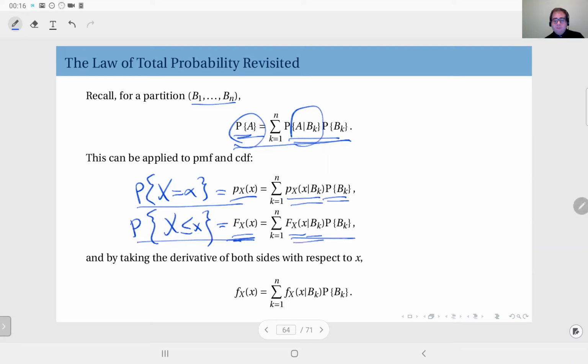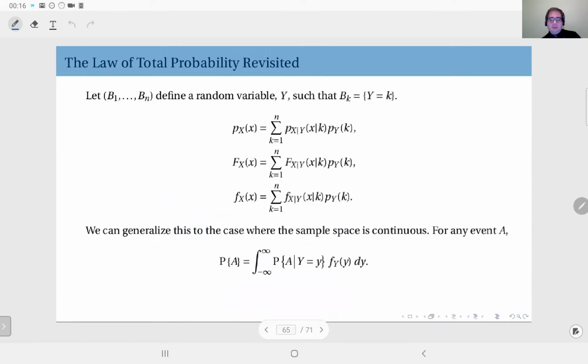event. And this here, the conditional CDF, of course, if you differentiate both sides with respect to x, what you get is an expression for the PDF expressed as a law of total probability. Okay, so here we have conditional PDFs weighted by the probabilities of these events in the partition.